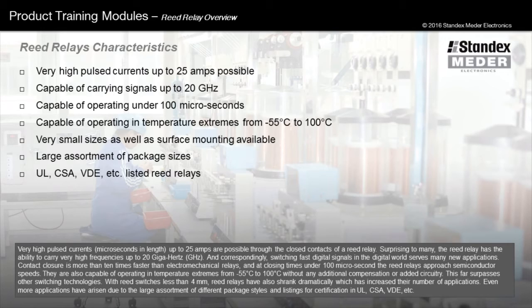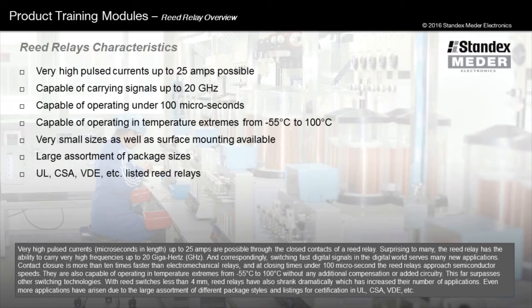Surprising to many, the reed relay has the ability to carry very high frequencies up to 20 gigahertz, and correspondingly switching fast digital signals in the digital world serves many new applications. Contact closure is more than 10 times faster than electromechanical relays.